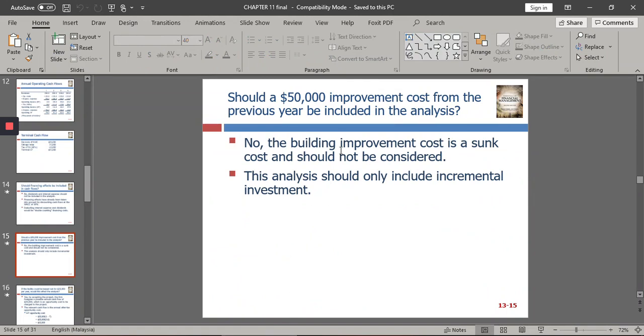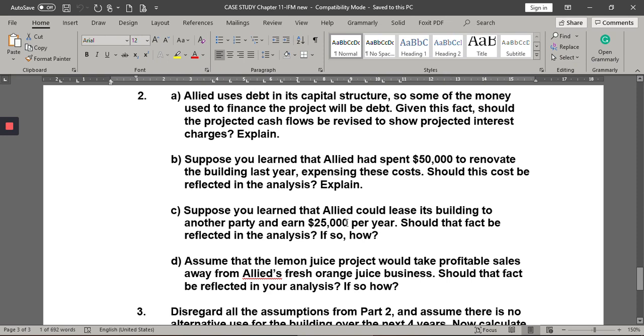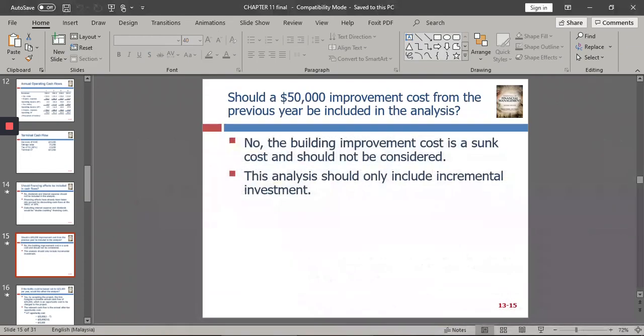Improvement cost is a sunk cost. You already spent it. Whether you're going to be using the building or not, it's no longer relevant for the new project because you already spent it. It's a sunk cost, right? So this analysis includes only incremental investment.